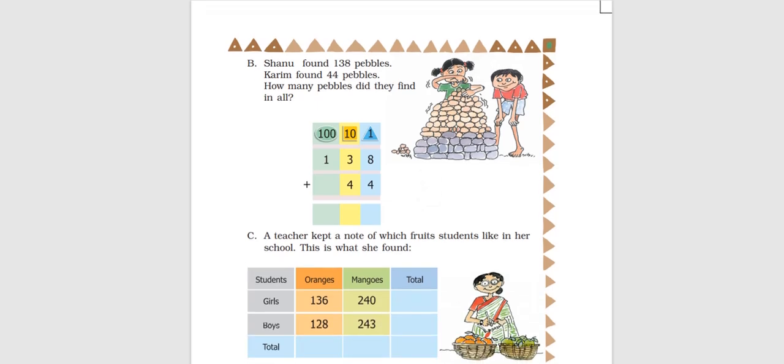Okay. Now, Shanu found 138 pebbles. Kareem found 44 pebbles. How many pebbles did they find in all? Which means we will add them up. 138 and 44. You have 8 ones and 4 ones, which is a total of 12 ones. 12 ones is nothing but 1 ten and 2 ones. So let's write the 2 ones in the ones column and carry the 1 ten into the tens column. So now you have 1, 3, 4, which is a total of 8 tens, and now carry forward to the hundreds column. So we put down 1 as it is, a total of 182.